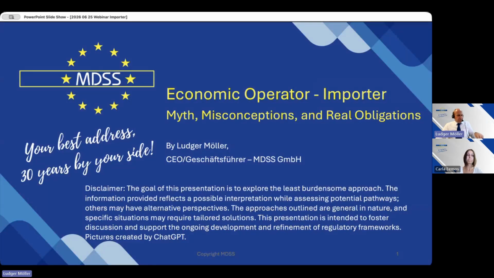So I already deleted from what Carla showed a role. The importer is not necessarily a role. It is something you basically become by the mere act of doing. But still the same topics, misconceptions and real obligations.